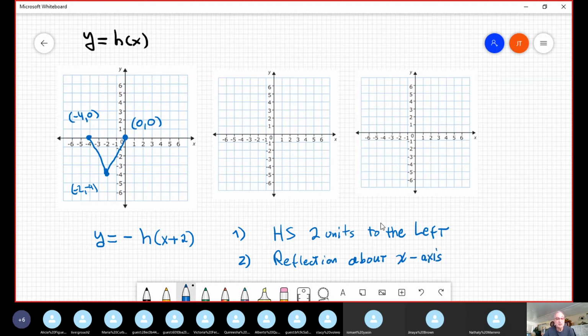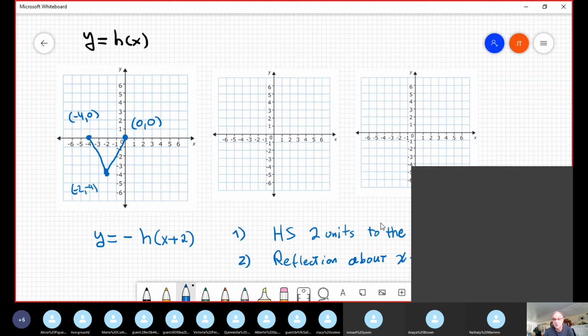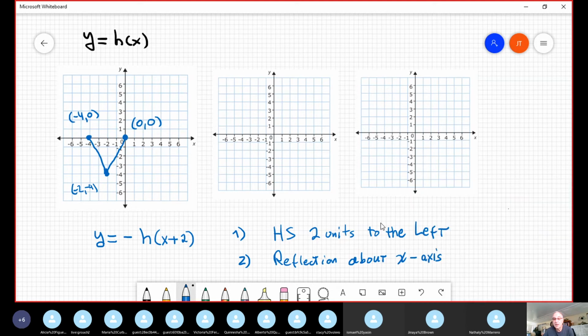Remember, what is a negative? We have two kinds of reflection. For example, with h of x, we have this reflection and we have this reflection. But in our example, it's this reflection because it's a minus outside. A minus outside is a reflection about the x-axis. Okay, so we are doing it step by step.